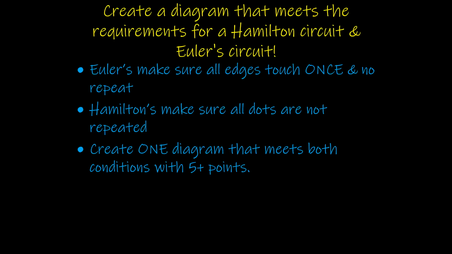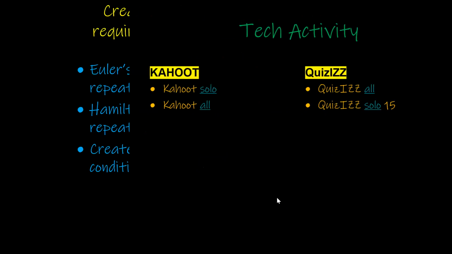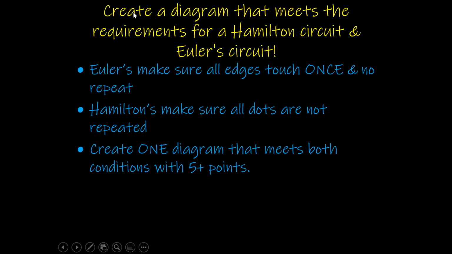All right, you guys, at this point, we are pretty much done. Make sure you go ahead and do this on a separate piece of paper. I want you to create a diagram that meets all the requirements for a Hamilton circuit and Euler circuit. Create one diagram that meets both conditions and has 5 or more vertices.